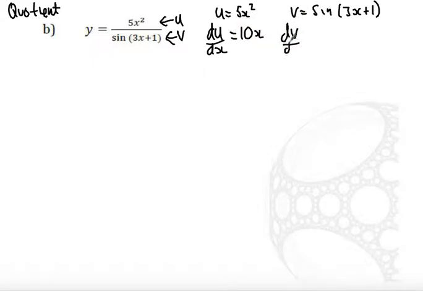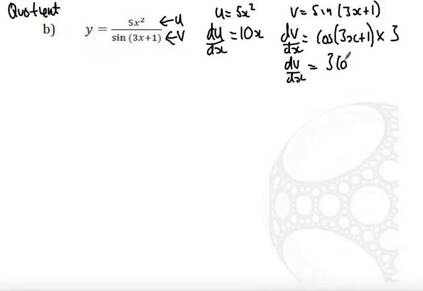Differentiating v, notice again I've got this composite function, so I know every time that I'm going to differentiate a trig function I'm going to use the chain rule. Differentiating sine, I get cos, so I get cos 3x plus 1, and then times the derivative of the inside, so derivative of 3x plus 1 is 3. So tidying this up, I get 3 cos 3x plus 1.